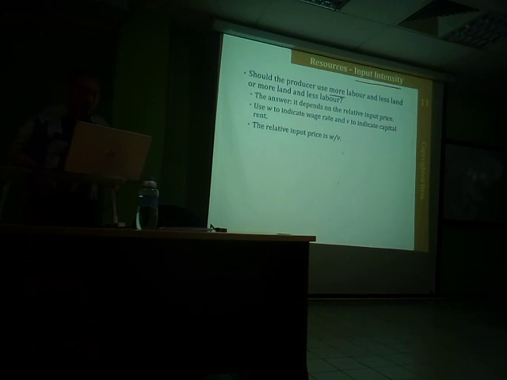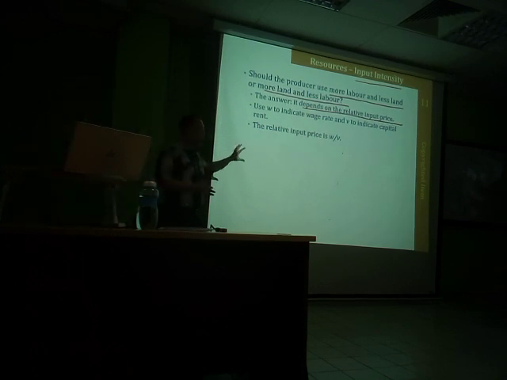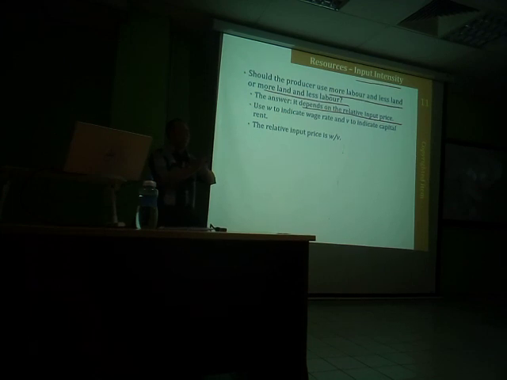Should the producer use more labor and less land, or more land and less labor? The answer depends on the relative input price. This is a new concept that we introduce here. In the previous lecture, we considered relative price. And I said that the relative price must be higher than the opportunity cost in order for the countries to specialize in that product. Of course, the price should be higher than the wage, right? In that case, we only considered the opportunity cost. But here, we introduce an additional concept, which is the relative input price.